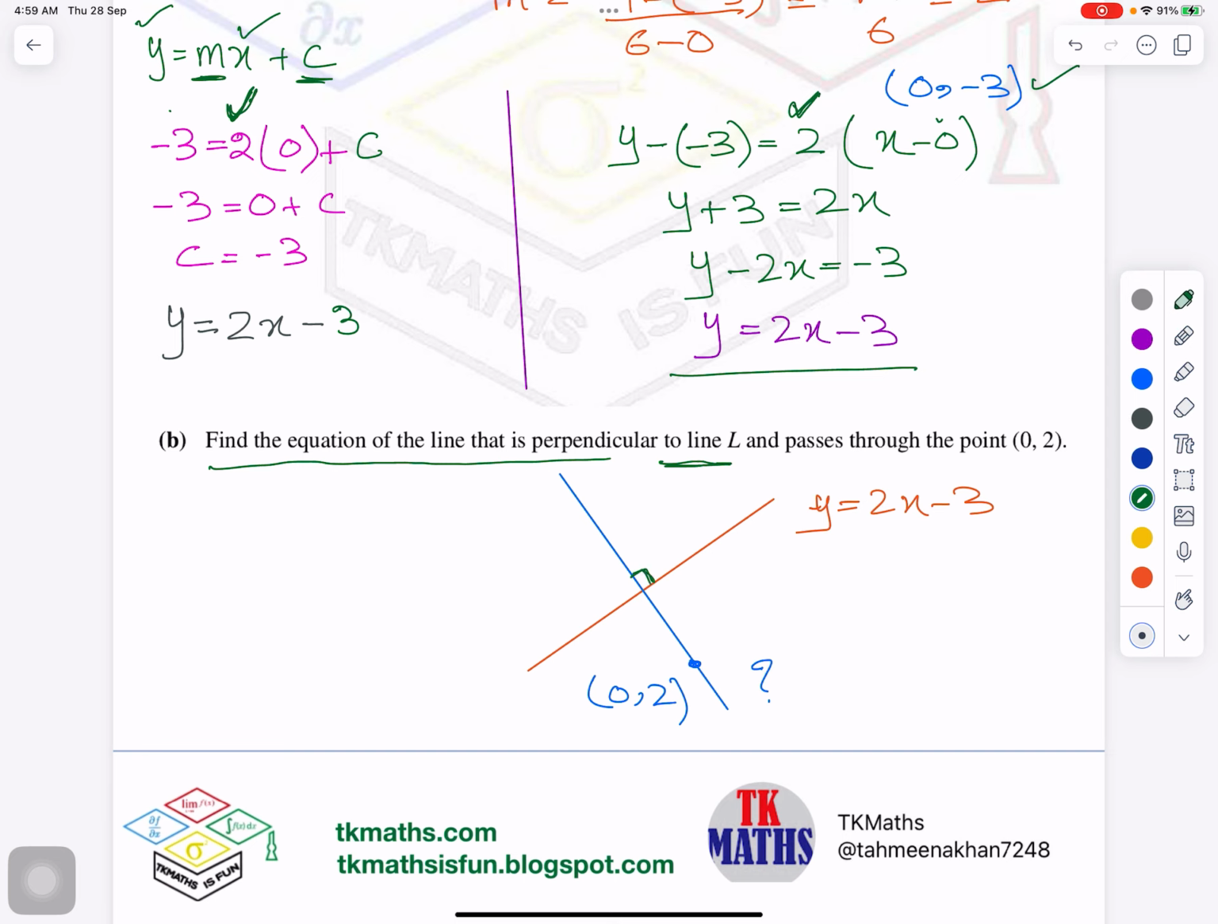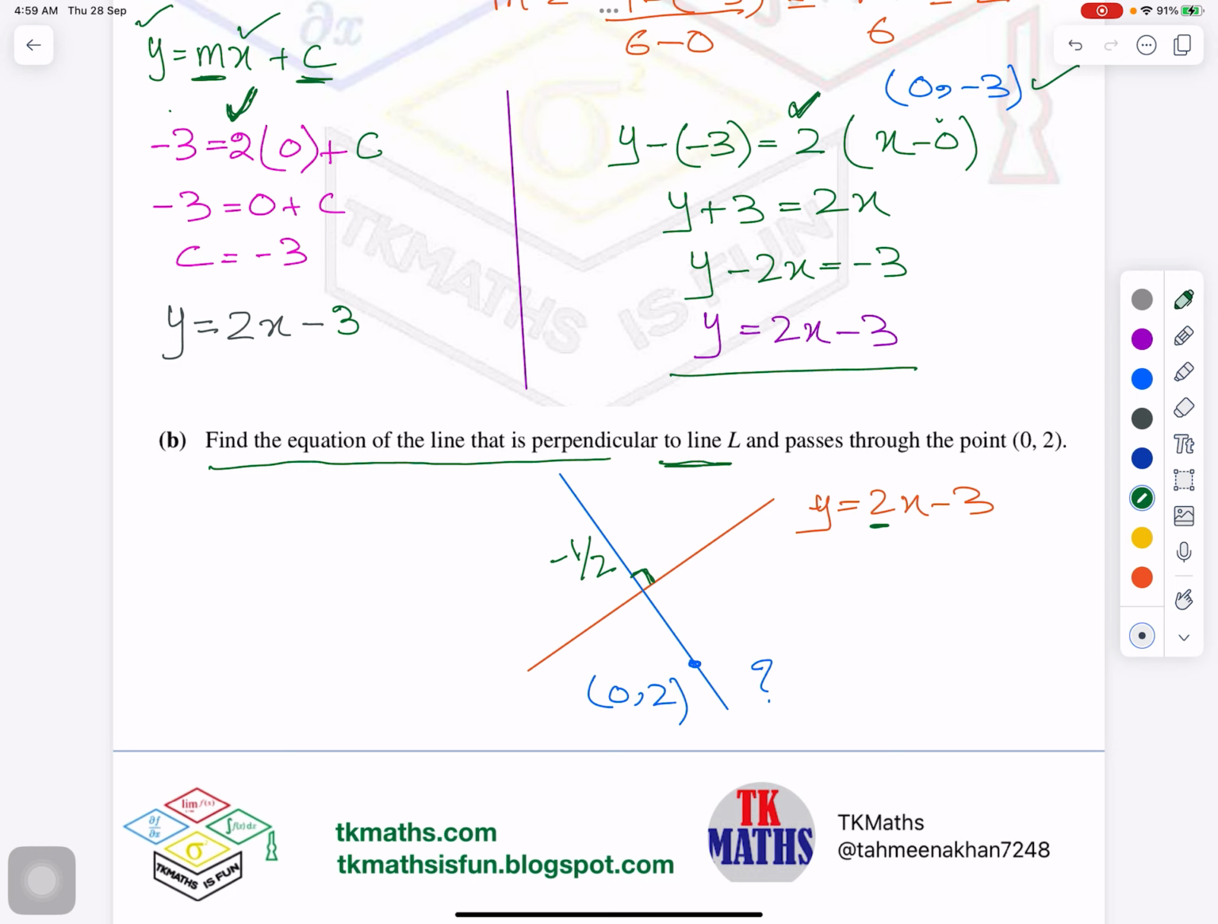Now if you see the red line, what is the gradient here? 2. For the perpendicular line, the gradient is the inverse fraction with the opposite sign. So what is the inverse of 2? 1 over 2. And this is plus 2, so it will become minus half. Okay, so this is the relation between the gradients of perpendicular lines.